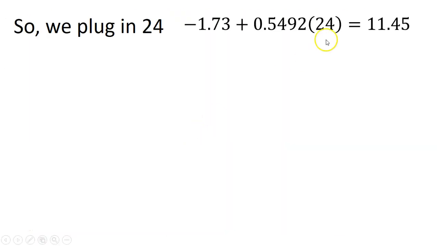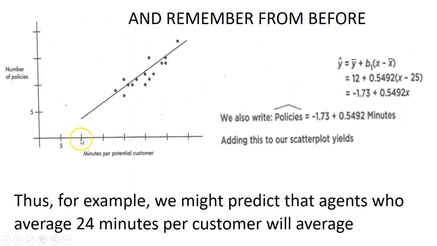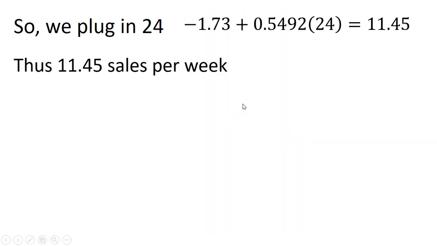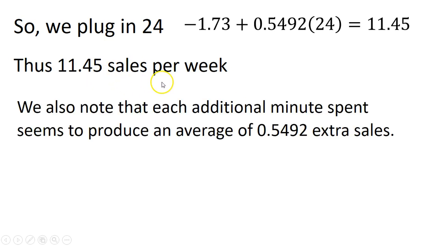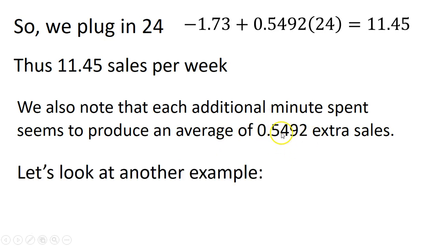If we plug 24 into this, I get around 11.45. And if you just look at this, 5, 10, 15, 20, 25, it is pretty close to 11.5, 12, right in there. So it's about what we said we would get when we plug it in. Thus, you should get about 11.45 sales per week. We also note that each additional minute spent seems to produce an average of 0.5492 extra sales. For every extra minute, that's about how many more sales they'll get.